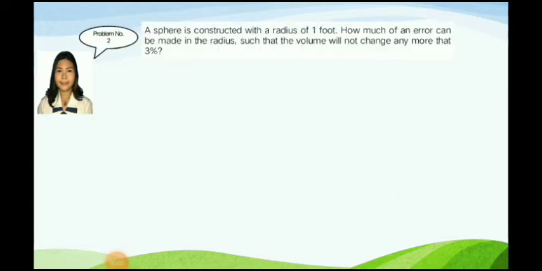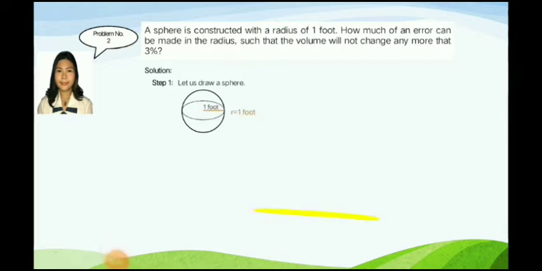Let us now go to the next problem. A sphere is constructed with a radius of 1 foot. How much of an error can be made in the radius such that the volume will not change any more than 3%? So step 1, let us draw a sphere with radius of 1 foot. Step 2, let us write the equation for the volume. So the volume V is equal to 4 over 3 times pi r cubed.